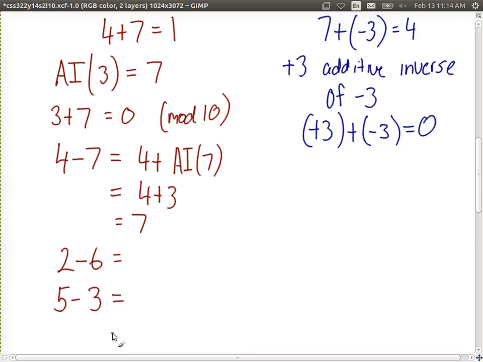Two minus six is two plus the additive inverse of six. What's the number that we add to six and we get zero in mod 10? Four. So the additive inverse of six is four. So two plus four is six.